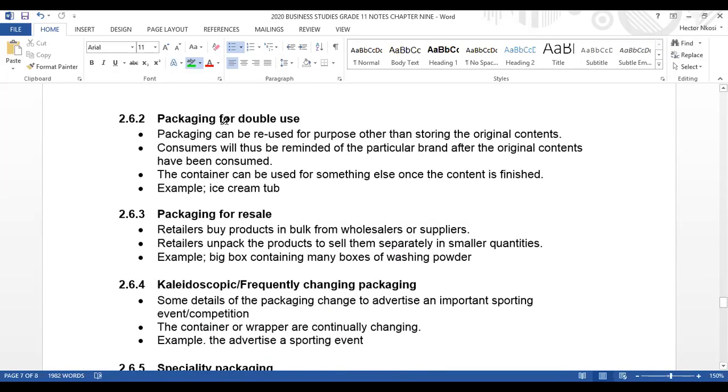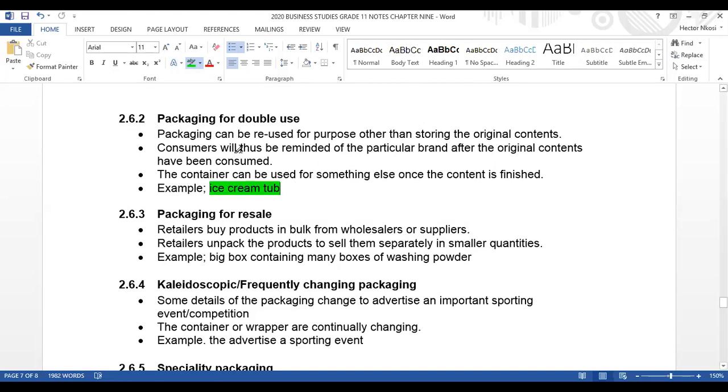We've got another type, packaging for double use. This is packaging that can be reused for a purpose other than storing the original contents. The consumers will thus be reminded of the particular brand after the original contents have been consumed. The container can be used for something else once the content is finished. We know this from home, like the ice cream tub.